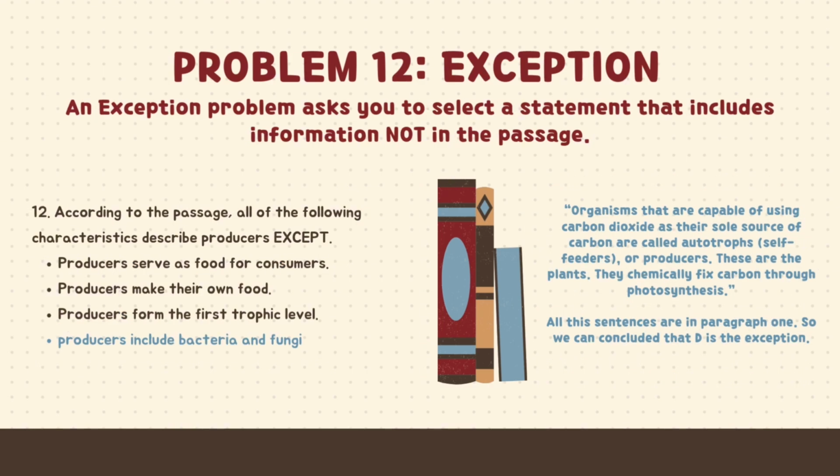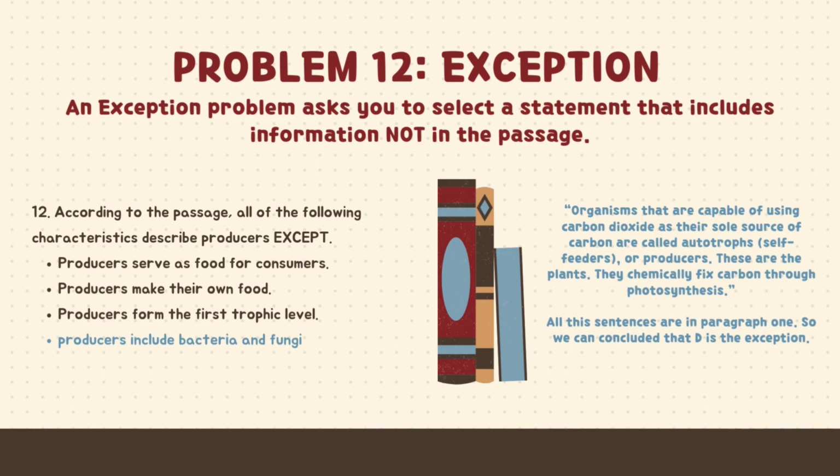Problem 12. Exception. An exception problem asks you to select a statement that includes information not in the passage. According to the passage, all of the following characteristics describe producers except A. Producers serve as food for consumers. B. Producers make their own food. C. Producers form the first trophic level. D. Producers include bacteria and fungi.